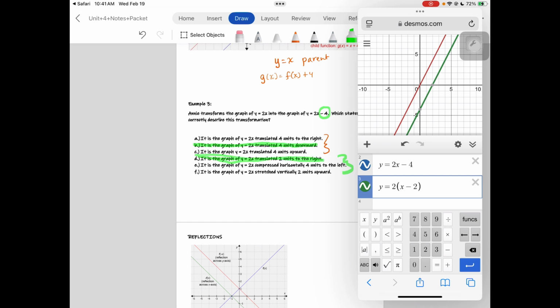It's the graph of y equals 2x compressed horizontally 4 units to the left. That's going to mean we had to do this horizontally, and 4 units to the left. Not quite. And we got this being stretched vertically and 2 units upwards. If we're stretching it at all, that's going to change the slope. So those can't work. Those are the only ones that will work for that one.